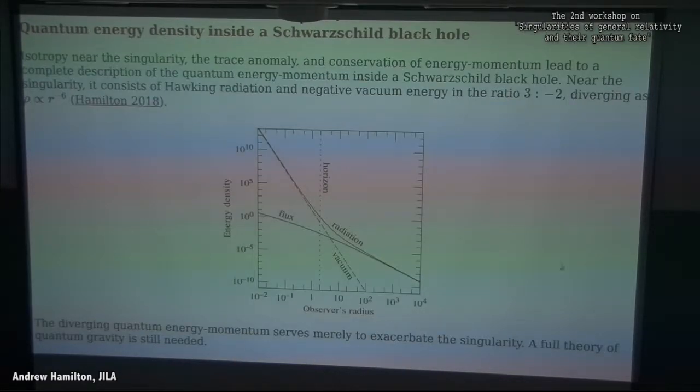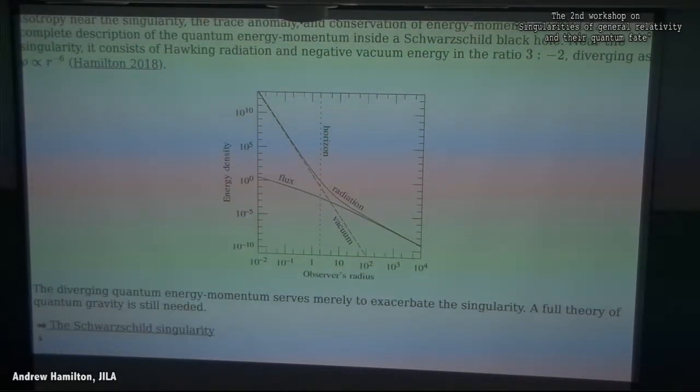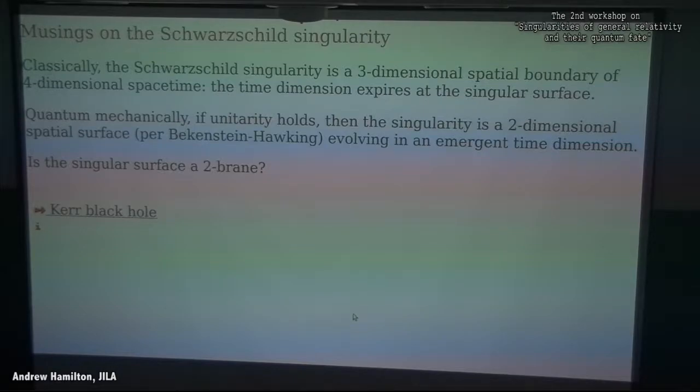And one can calculate the amount of energy density, and it diverges near the singularity. So I'll just make a few musings on the Schwarzschild singularity. Again, this is not quantum gravity. This is just taking classical general relativity plus quantum field theory in curved space-time and asking what happens near the singularity.